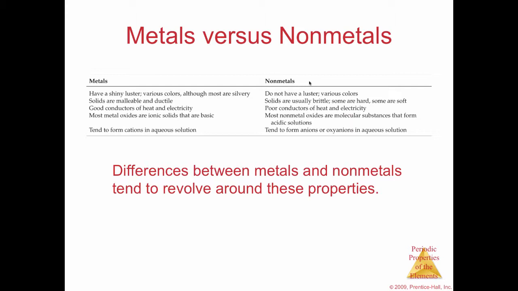Nonmetals do not have a luster. They do come in various colors. The solids are usually brittle, some are hard, some are soft. Poor conductors of heat and electricity. Most nonmetal oxides are molecular substances that form acidic solutions. Again, we will talk about this reaction momentarily. And they tend to form anions or oxyanions in aqueous solution. The differences between metals and nonmetals tend to revolve around these properties.